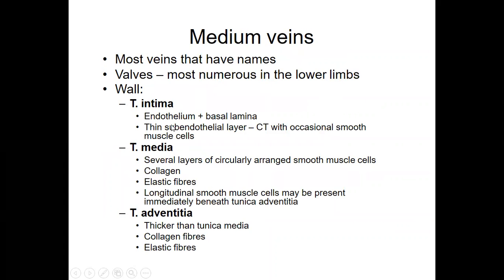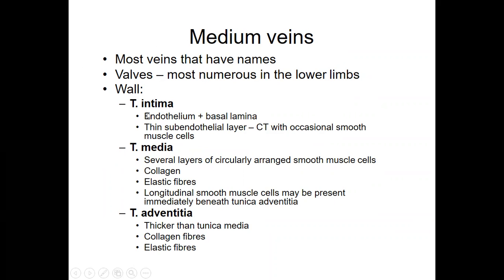And then for the medium vein, most veins that have names, the valve is most numerous in the lower limb, because of the against gravity now. That's why there are a large number of valves present in the medium vein in the lower limb.